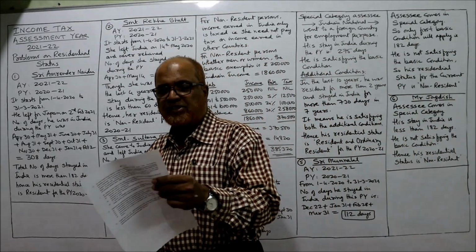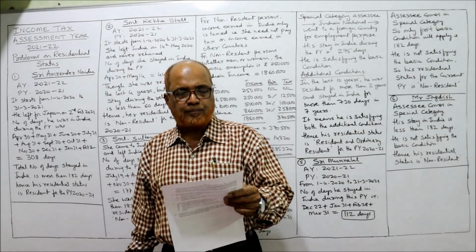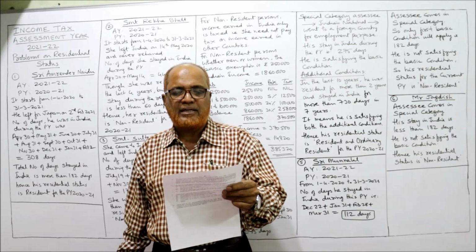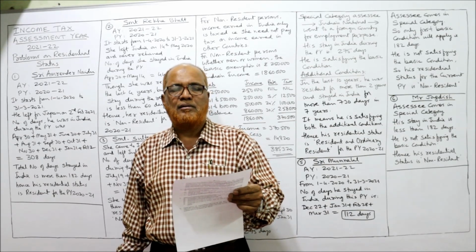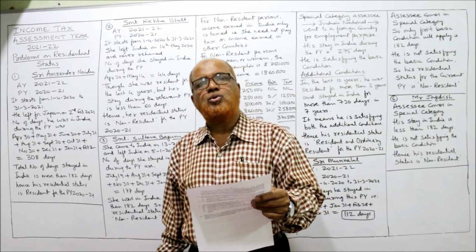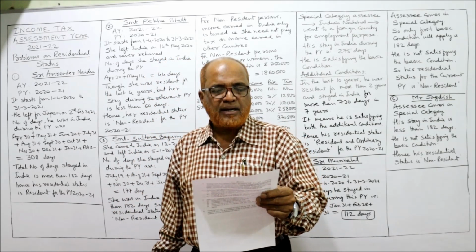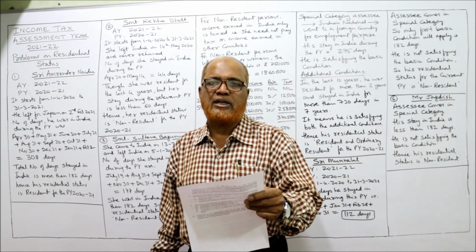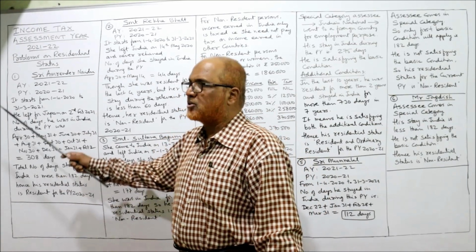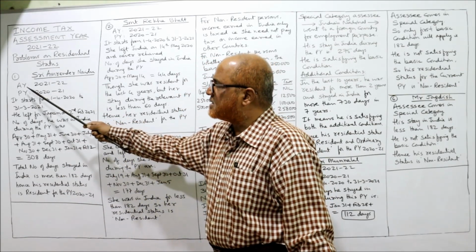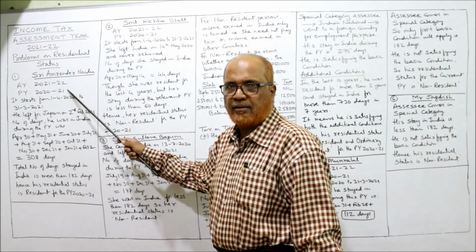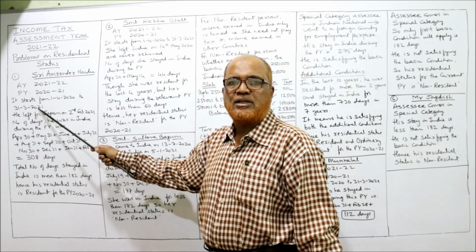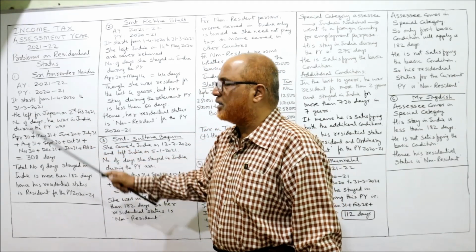See the first problem. Sri Amrendra Naidu, a citizen of India, left for Japan on 2nd Feb 2021. The current previous year is 2020 to 2021. Determine his residential status as resident or non-resident for the assessment year 21-22. So see the solution. Sri Amrendra Naidu, assessment year is 21-22, our current assessment year. The previous year is 2020-21, so it starts from 1st April 2020 and ends on 31st March 2021.